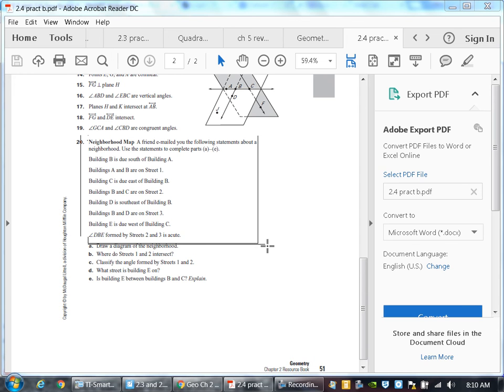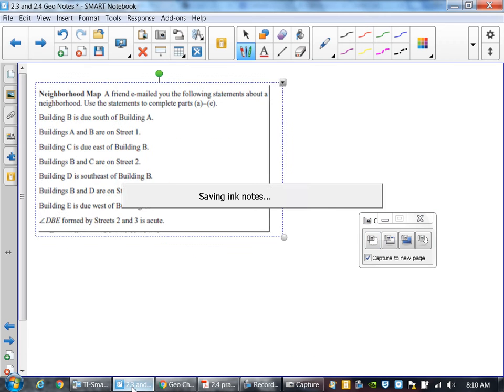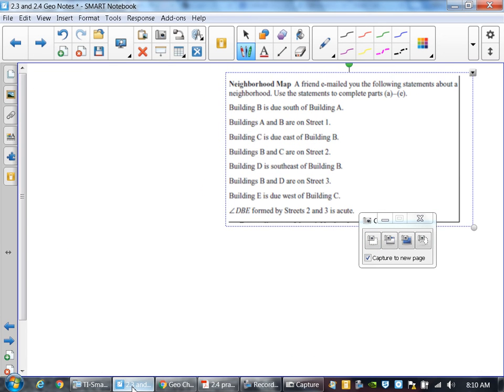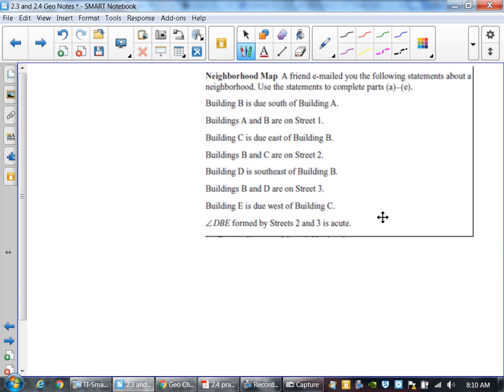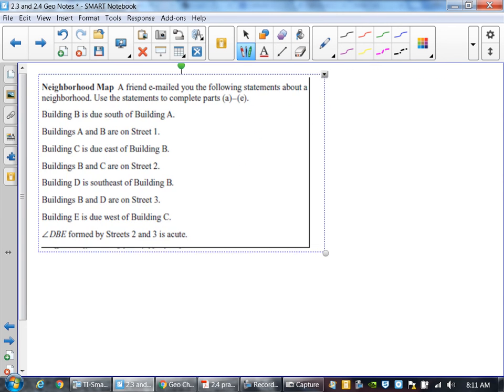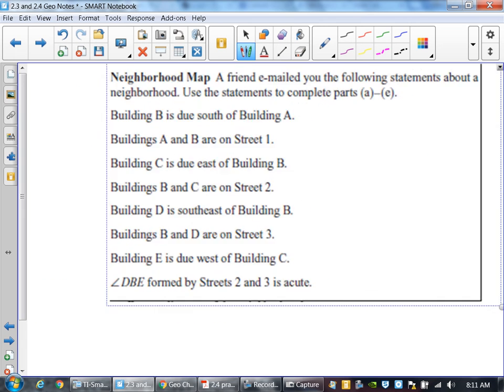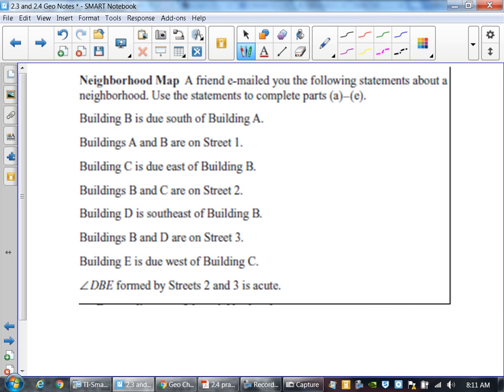I want to walk through this one. This one you're going to want to draw out. A friend emailed you the following statements about a neighborhood. It's on your thing here too. Use the statements to draw the map to answer the questions.